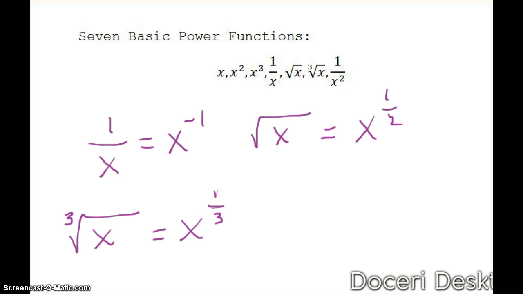And then 1 over x to the second is very similar to 1 over x. That would be, got a little ahead of myself, that would be x to the negative second power.